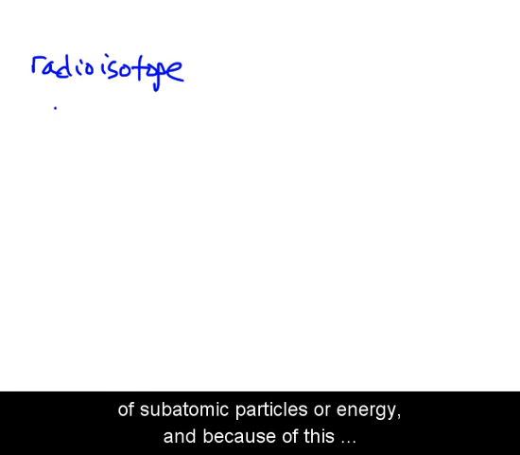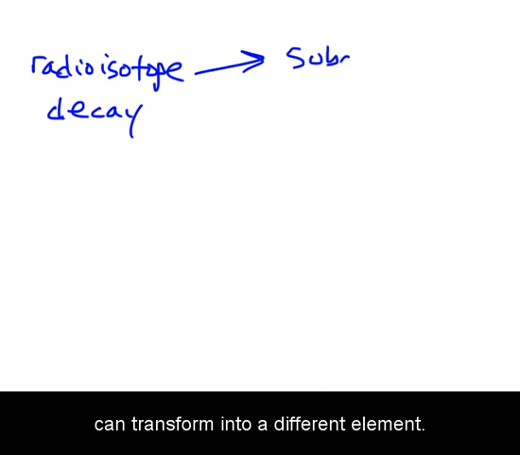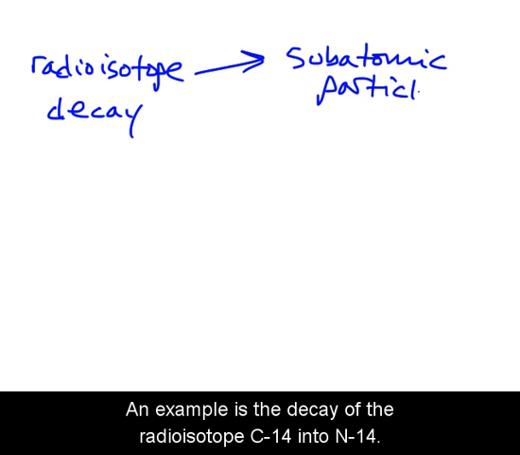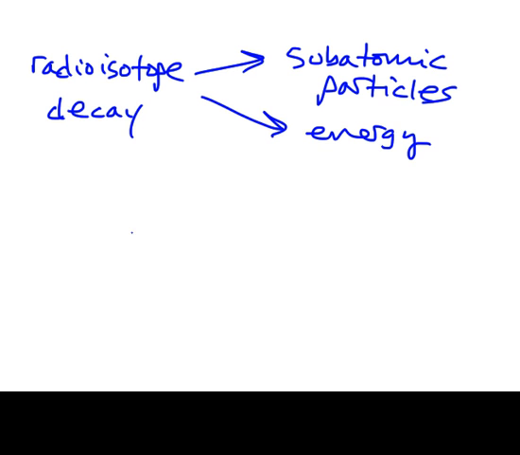As a radioisotope decays, it releases radiation in the form of subatomic particles or energy, and because of this, can transform into a different element. An example is the decay of the radioisotope carbon-14 into nitrogen-14.